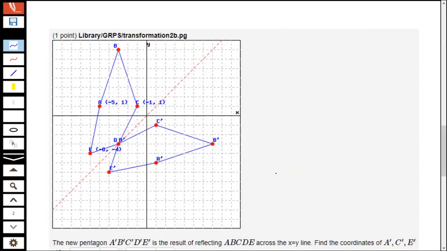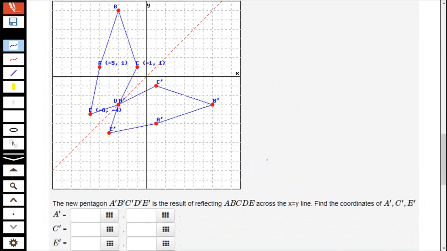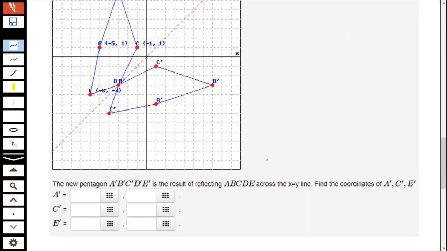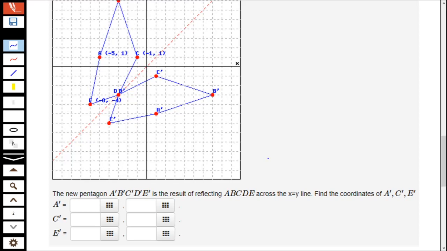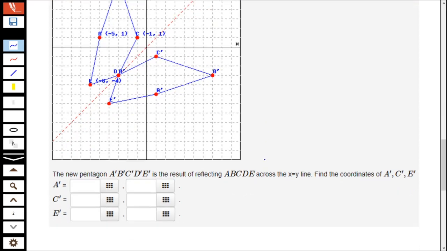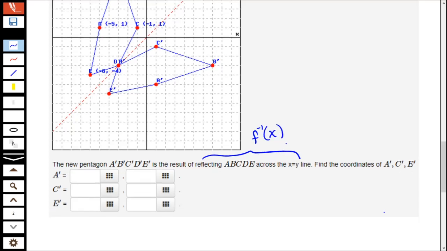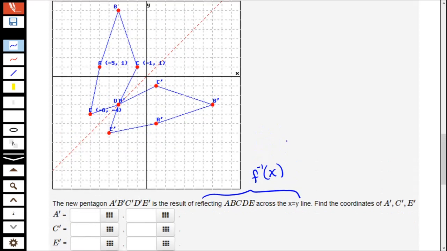The second one is just points, right? So this is one of my problems, A prime, B prime, C prime. The image is the result of reflecting across the line x equals y. We know that anytime you reflect across the line x equals y, we're talking about f inverse of x, right? And f inverse of x is found on the points when you switch x and y, right? So since A is the point negative 5, 1, A prime is going to be 1, negative 5.